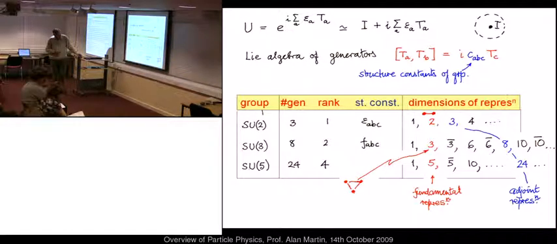Now, what kind of group structure do we have? What kind of representations could we have? Well, we could have representations, in this case, of any number of dimensions.